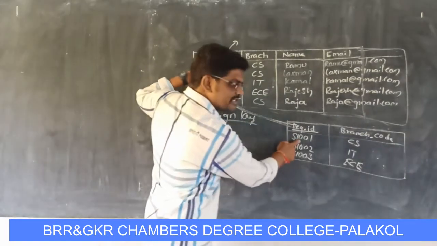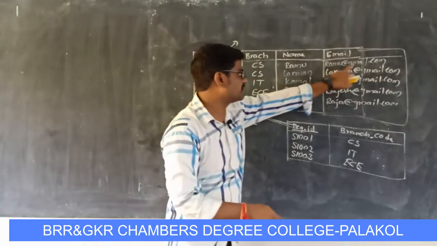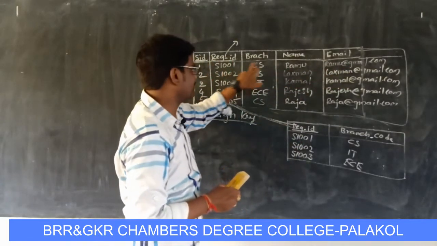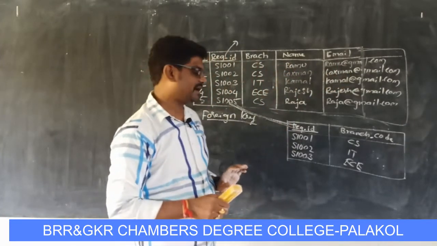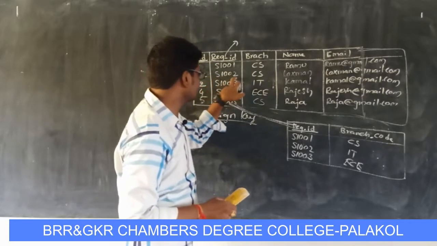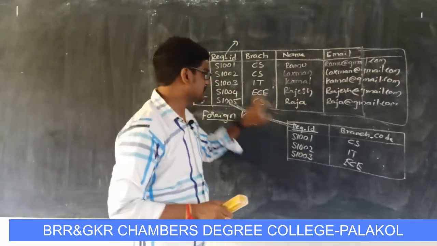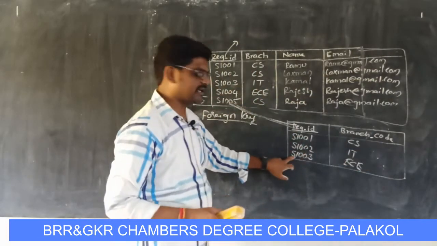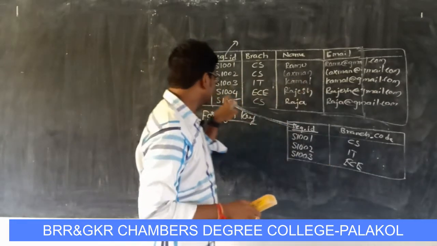S1001, yes, it is presented in the register number, so it is matched. So all the information of the two tables is displayed. Student ID, register number, branch name and email address are displayed. And S1002 here, okay, S1002 is presented, so the information is displayed. S1003, yes, it is presented, so the information is displayed.